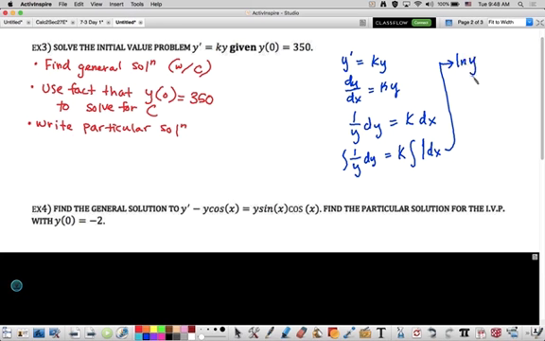I'm just going to stop writing C on the left-hand side because we know we're going to bring it over at the end anyways. So I don't really care about it. Natural log of y equals kx plus constant. Exponentiate both sides. Use exponential properties. We have the general solution.